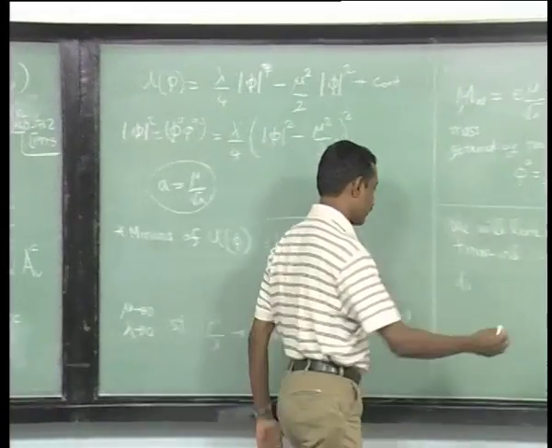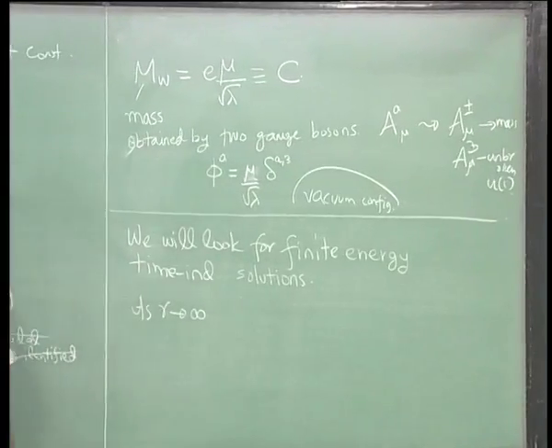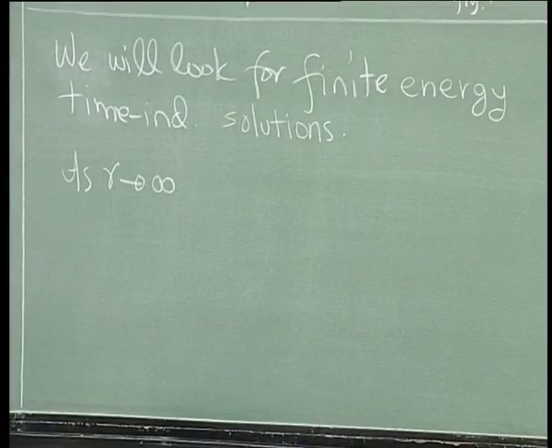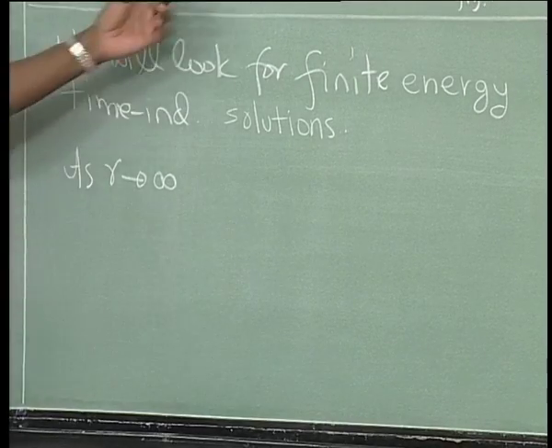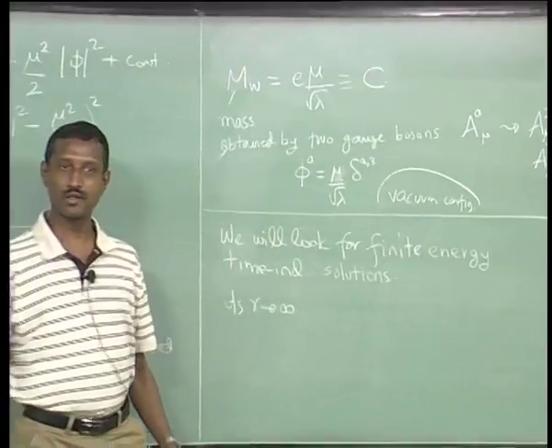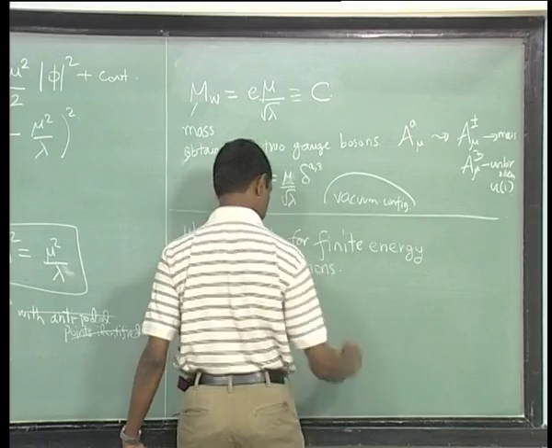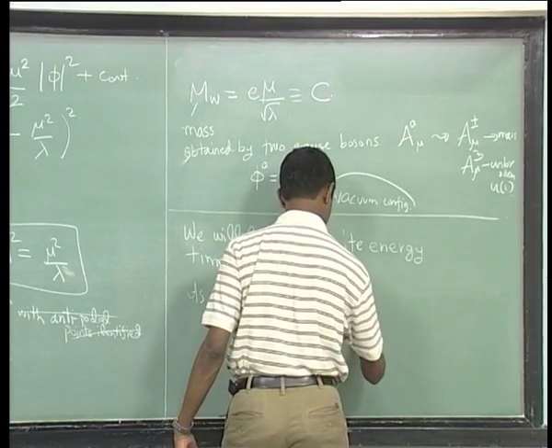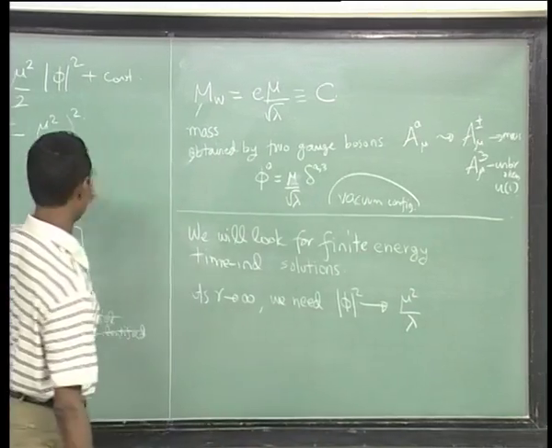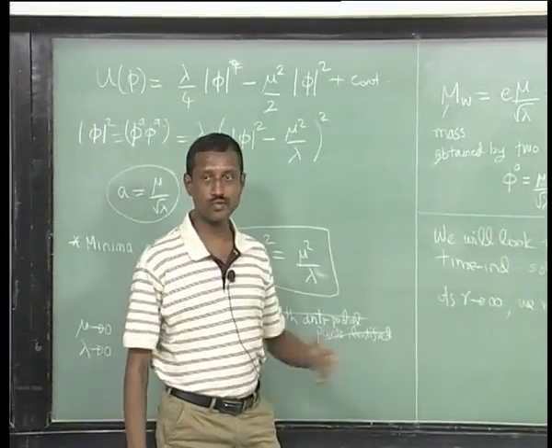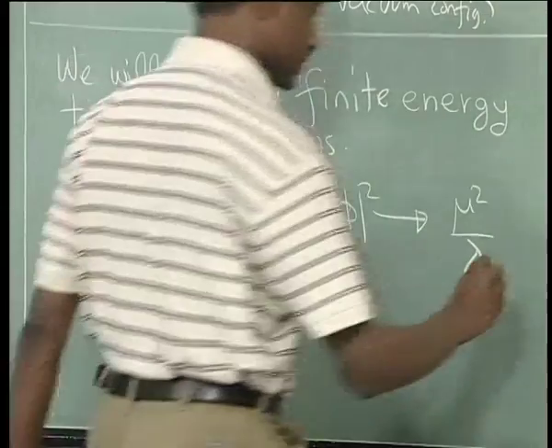So as r tends to infinity, where in space r is just x1 square plus x2 square plus x3 square, at the sphere at infinity, you should find that mod phi a square should go to its vev. It should go to mu square upon lambda, is that correct? Mu square upon lambda. Okay, so this is what should happen. So this should be one of your boundary conditions.